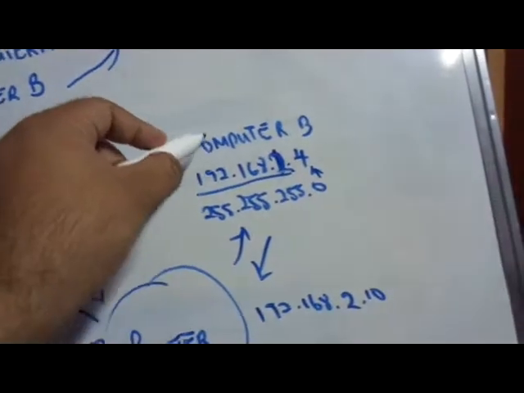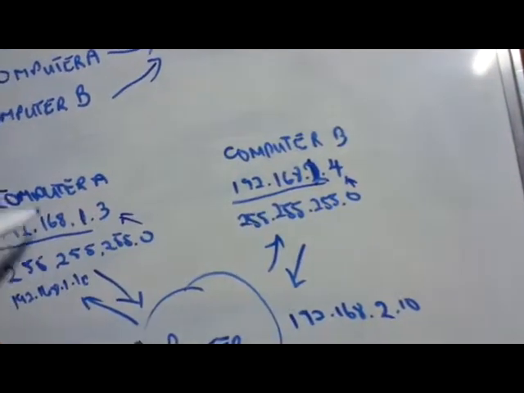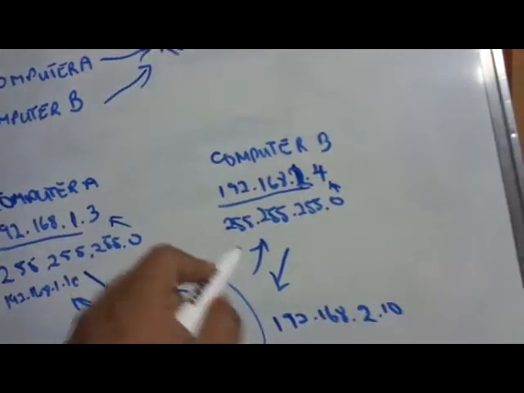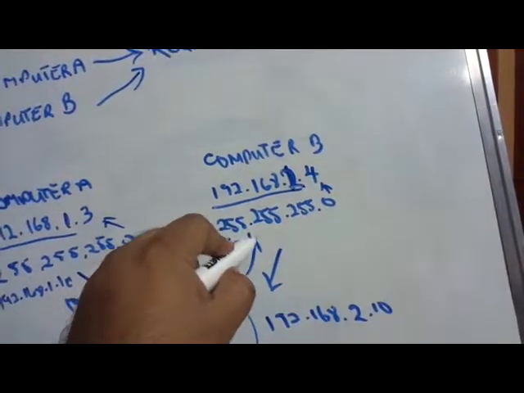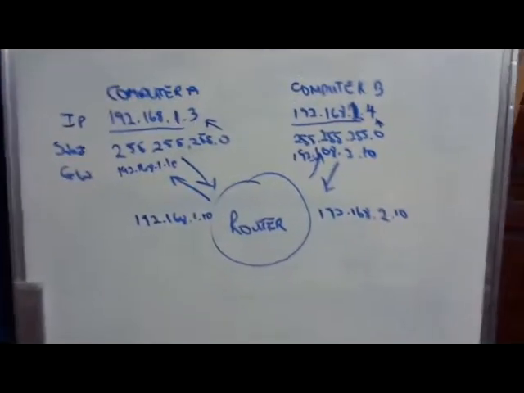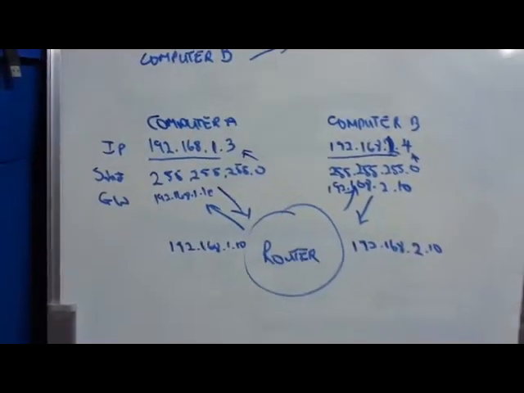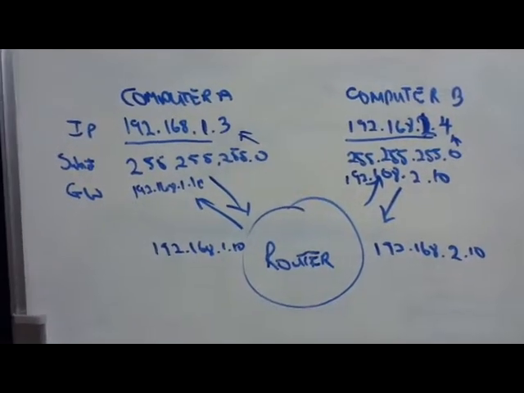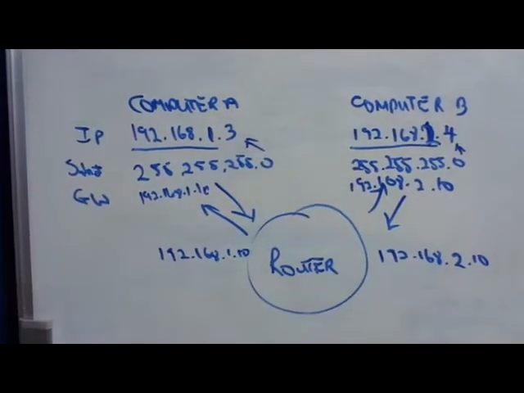In the same way, computer B, in order to communicate with computer A, would have to pass through the interface 192.168.2.10. Now this is a really simple way of explaining routing, but you would have to go through this video a few times to understand where I'm coming from.